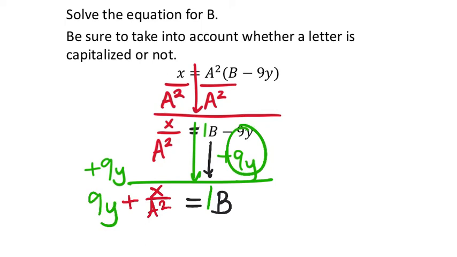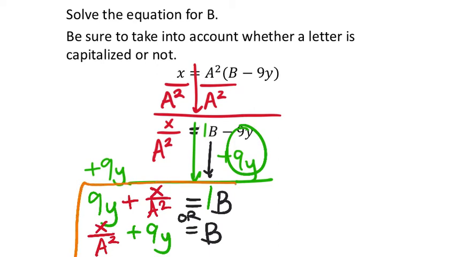But again, if you were to reverse that order and say, well, what if you wanted to write it as x over a squared, and then you'd have positive 9y. Again, it doesn't really matter if you do it like that. It's exactly the same. So there we go. We found our solution in 2 different ways, but they are exactly the same.